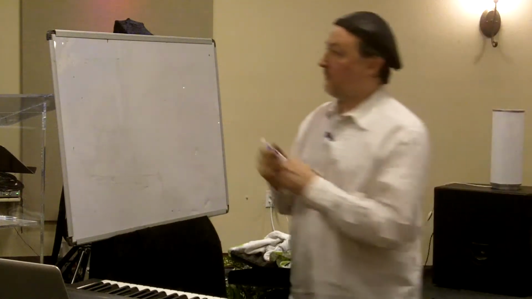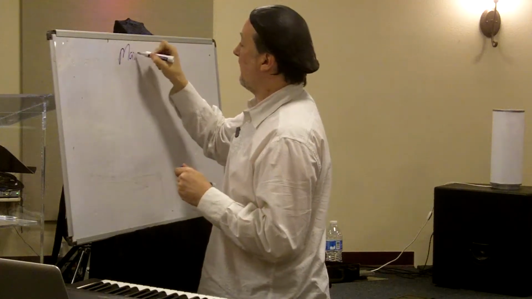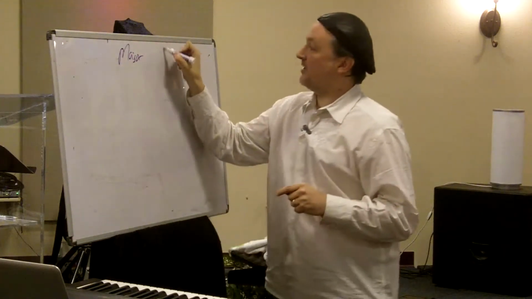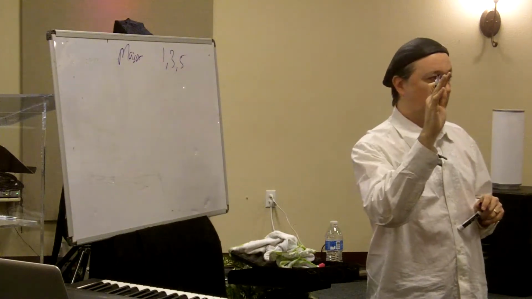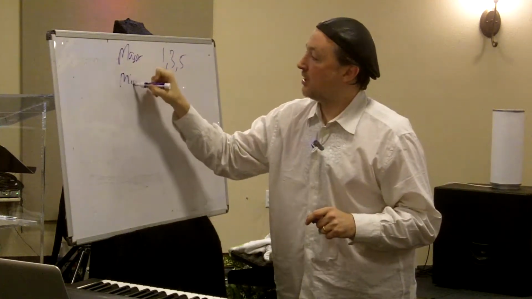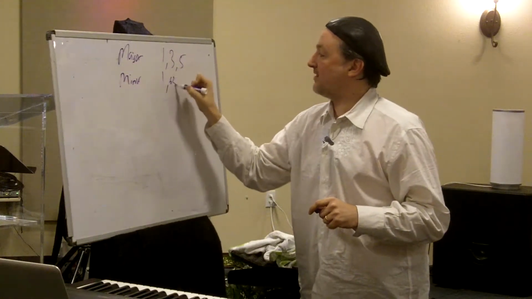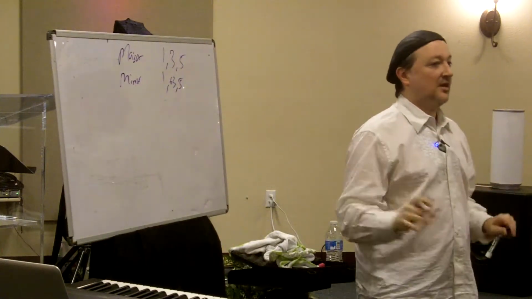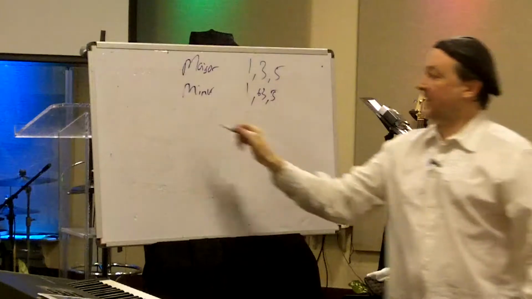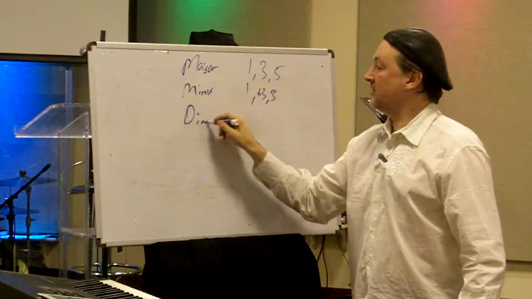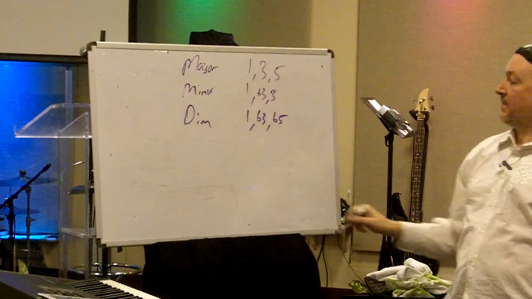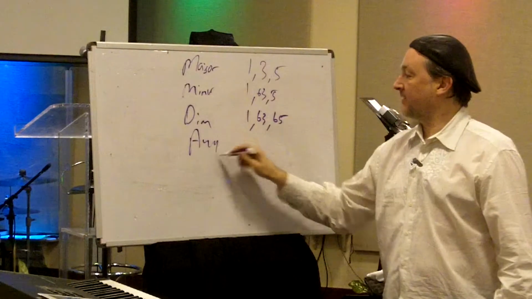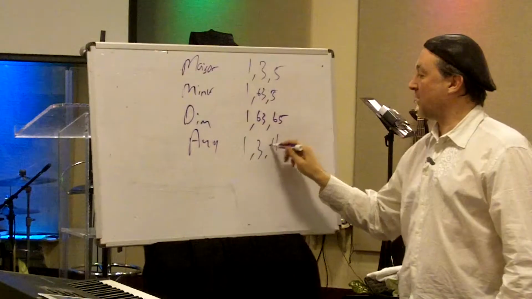Okay? So, major triad, the formula is 1, 3, and 5 of the major scale. Does that ring a bell? Yep. Okay. Minor triad is 1, flat 3, and 5. Ding. There's those sus chords. I'm leaving them out for a second. Remember, diminished does a flat 3 and a flat 5. And an augmented does a 1, a 3, and a sharp 5.